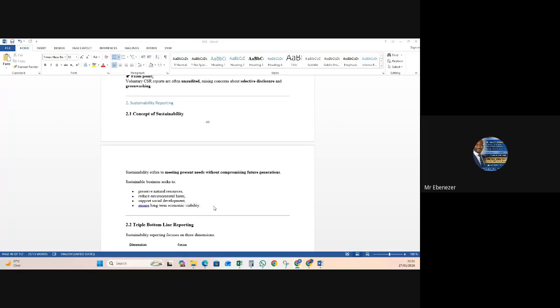Then how do you reduce environmental harm? If you see some drainages, if you see how some people dispose their waste, you will cry for humanity. Do you understand? So that's how do you reduce environmental harm? How do you support social development? How do you ensure long-term economic viability? All these are the things you do.